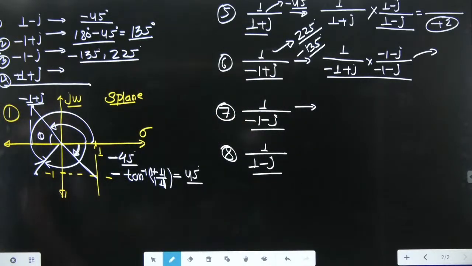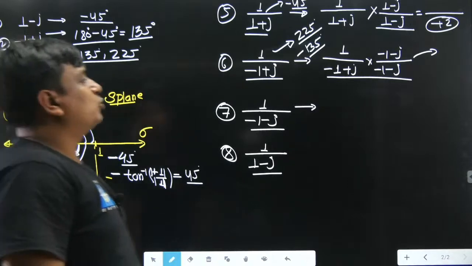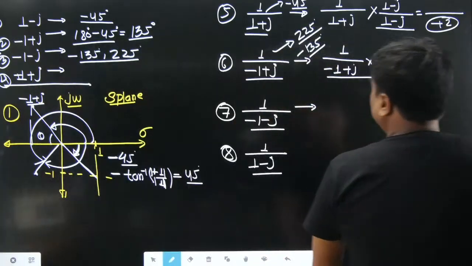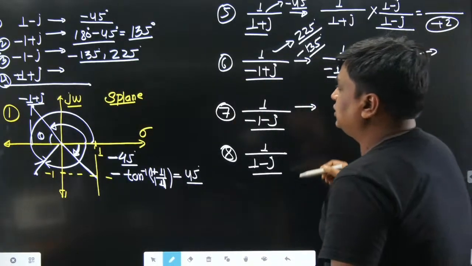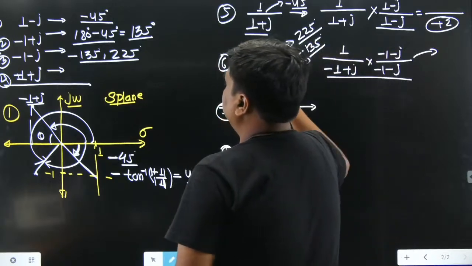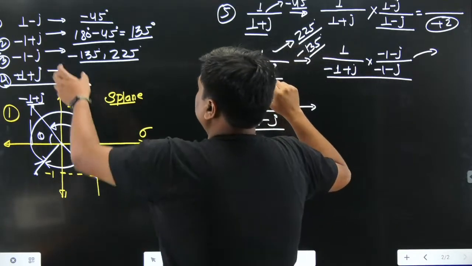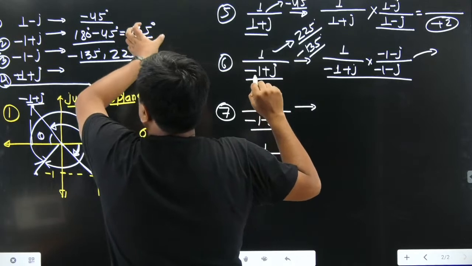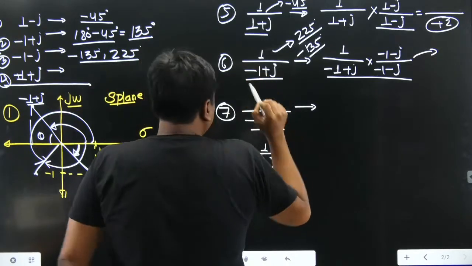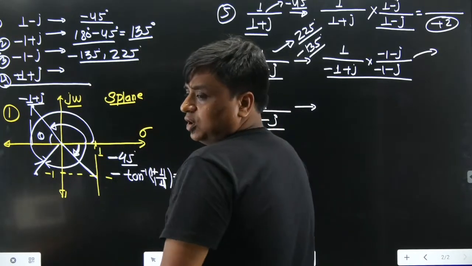Agreed, no? So that is why I used to say the student used to by heart the things. What would they think? Sir, minus 1 plus j, how much angle did we have? 135. No, you should not by heart those things. You should not by heart those things.